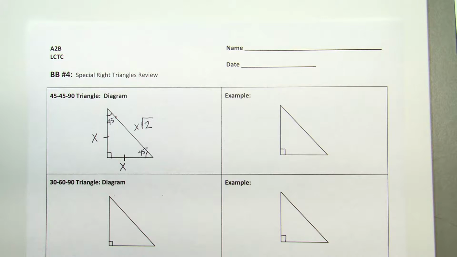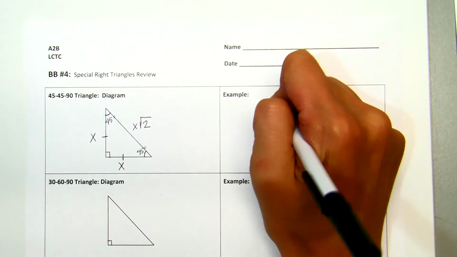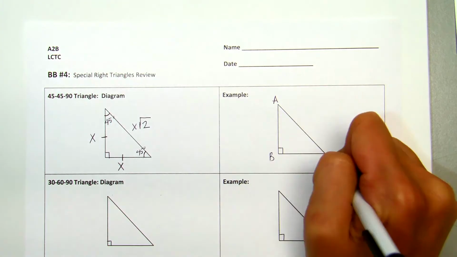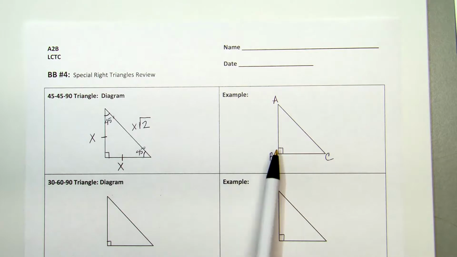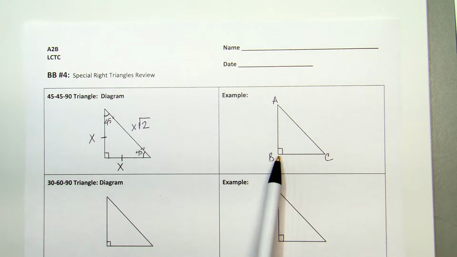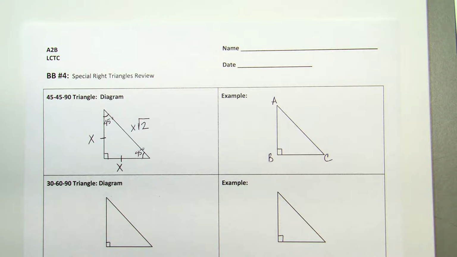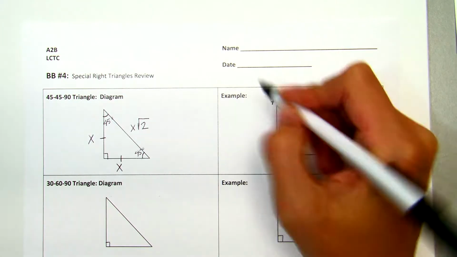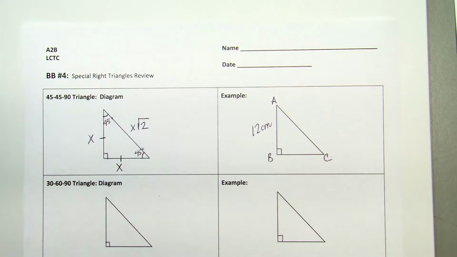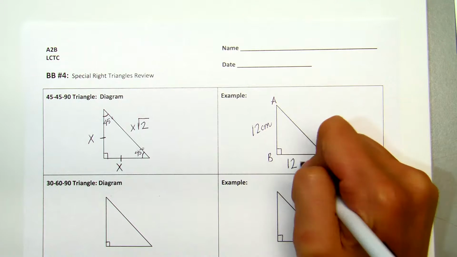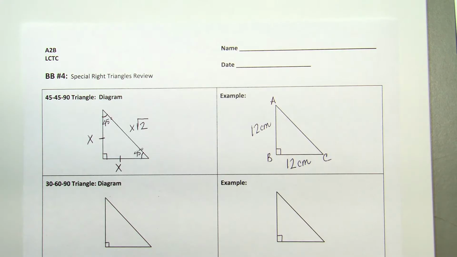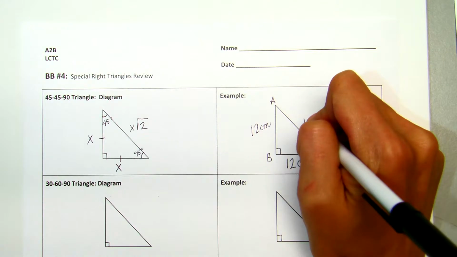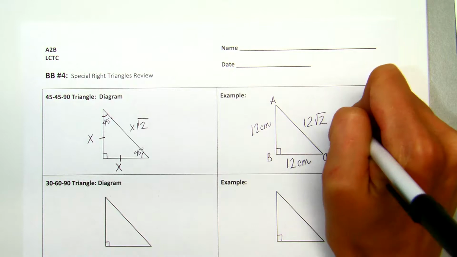So, for example, if I have a right triangle, we're going to call this triangle A, B, and C. And we're going to assume that this right triangle is a 45-45-90 to go along with this diagram. If we know that your side length AB is 12 centimeters long, then we can also assume that your side length BC is also going to be 12 centimeters long. And without having to do the Pythagorean theorem at all, you're going to be able to know, because it's a special right triangle, that your hypotenuse is going to be 12 square root of 2 centimeters long.